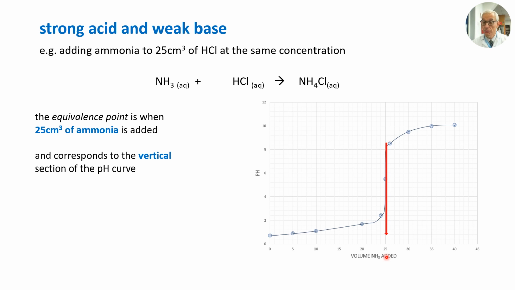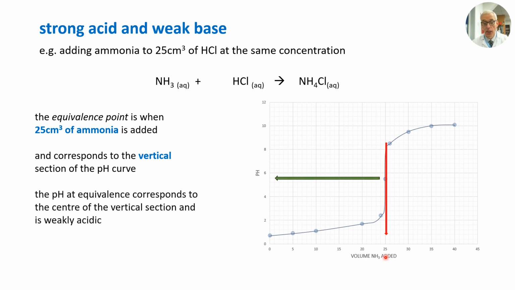Now, what about the pH at equivalence? Well, the midpoint of the vertical section of the curve gives us a pH of a little below 6, so it's weakly acidic. That's because ammonium chloride is an acidic salt, so we need to consider the acid-base properties of the salt formed. The ammonium ion is a proton donor, so a solution of ammonium ions is weakly acidic.